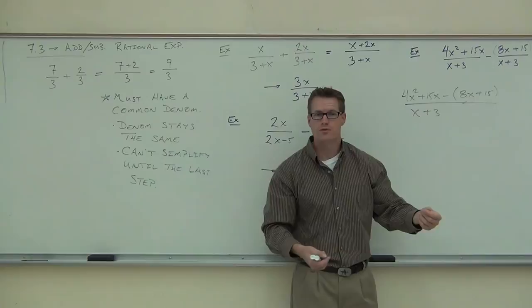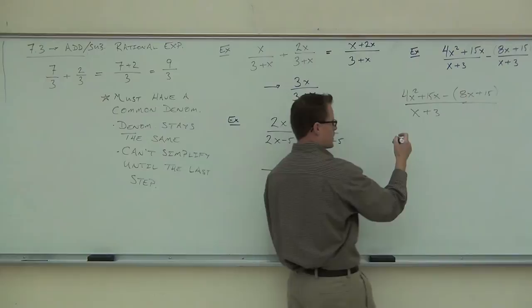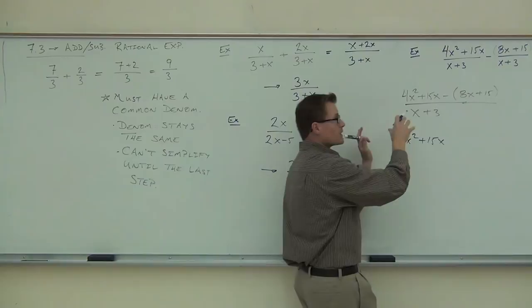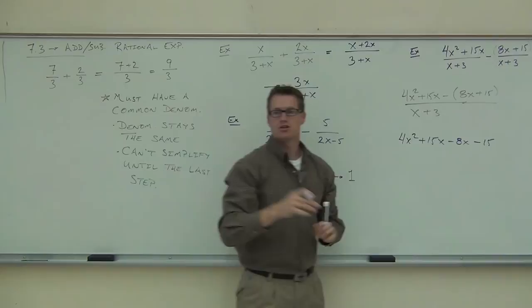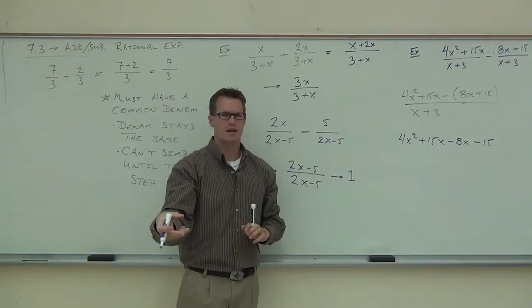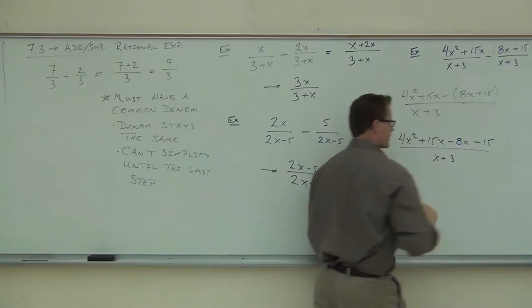So let's see what happens after this. The 4x squared plus 15x, not a problem. But what we're going to get next, we know what happens with that parentheses and that minus. We're going to get minus 8x. Everybody's going to get that part. We just need to be able to get also the minus 15 there. That's going to change that sign inside those parentheses. Remember doing something like that? I think it was C.1 when we were distributing negatives. We made sure to get that. Over x plus 3. Now at this point, we couldn't simplify anywhere before. We're going to combine some like terms and see if we can simplify.